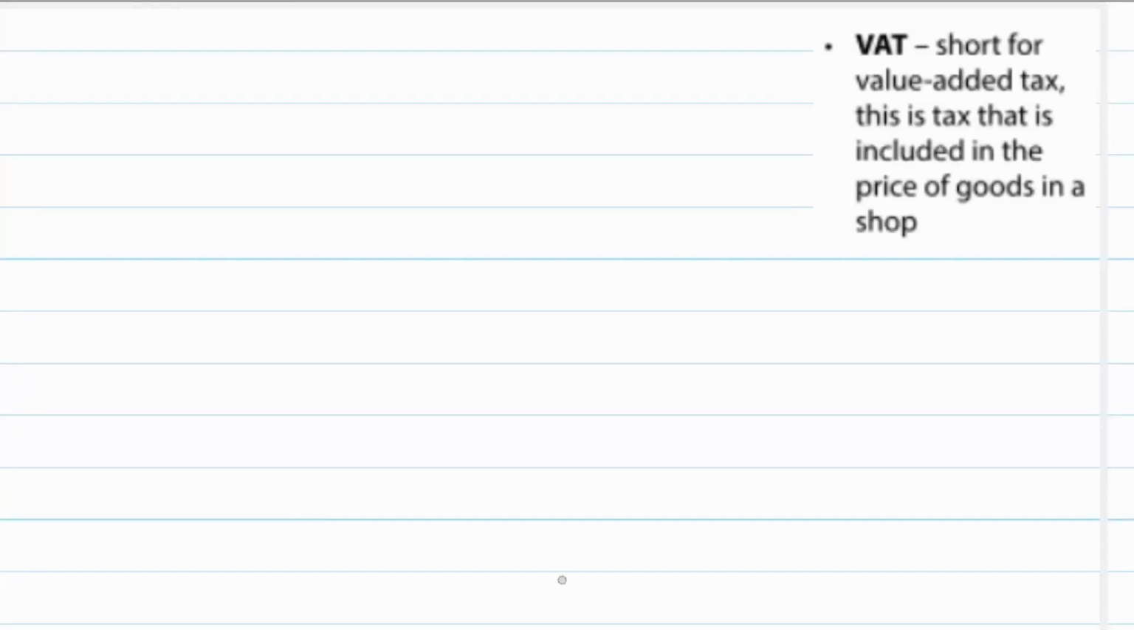My fellow problem solvers, let's look at a few terminologies specifically regarding financial mathematics. So first of all, VAT, or short for value added tax. This is tax that's included on any price of goods that is bought. And this additional money goes to the government. Okay, so the percentage in South Africa is 15% on all items bought.